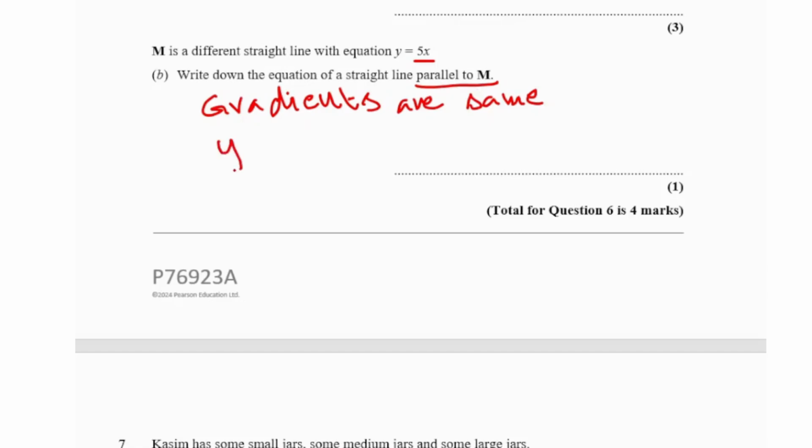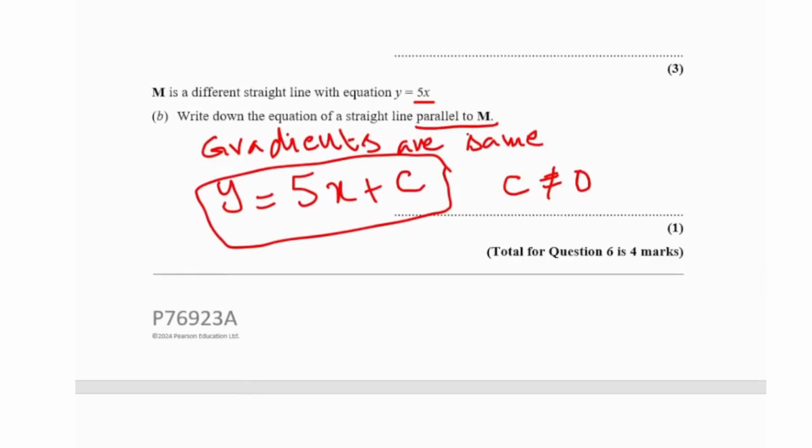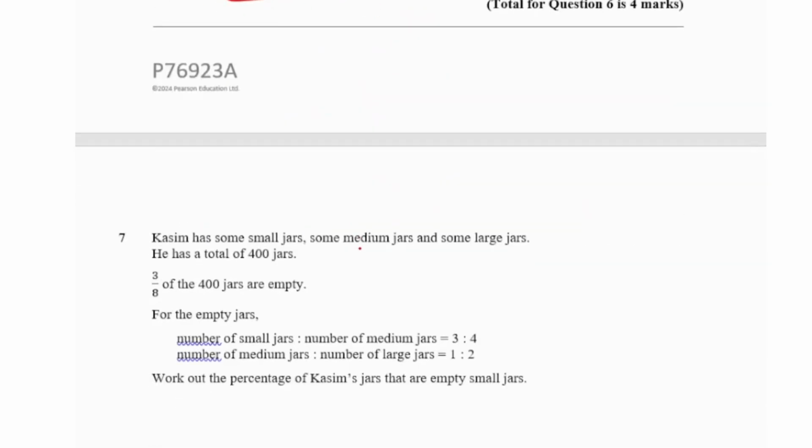So we can just write it down. y equals 5x, because the gradient is 5, plus c, and c could be any value. We can say that c is not equal to 0, so we can choose any value. Because this is only a 1 mark question, it looks quite simple as well. Now we're going to look at question number 7.